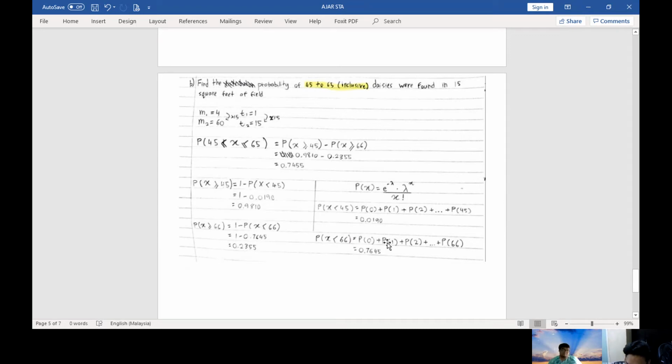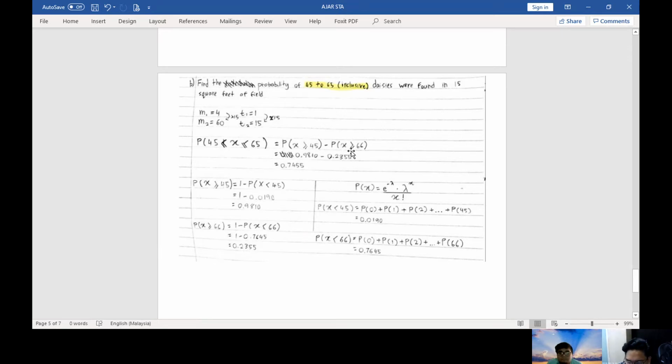Okay, so here we get 0.0190, but this is not the answer for this. This is for P(X less than 45). So you need to subtract it from 1, and you will get 0.9810. Okay, let's look back at the question.